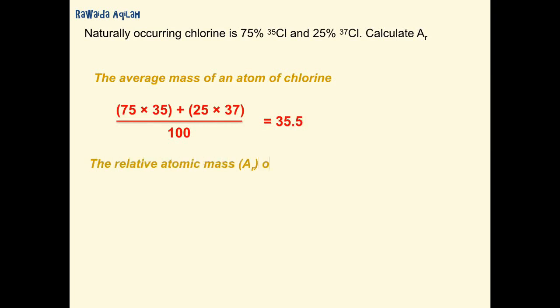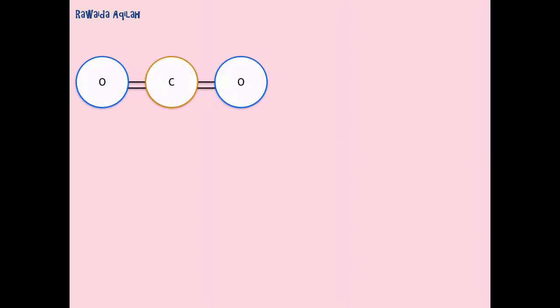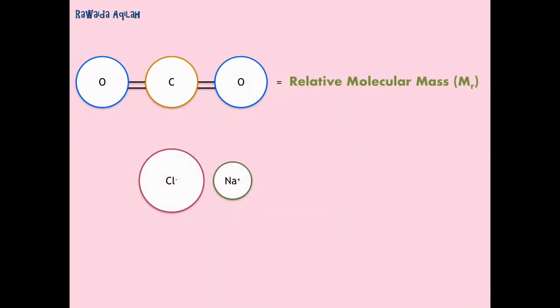And then we compare the mass to carbon-12 isotopes. Therefore, we will have the mass of chlorine as 35.5 AMU. This is the unit for relative atomic mass. For any molecule, the relative molecular mass is calculated by adding all of the atoms' relative atomic masses together. While for an ionic compound, the sum of its relative atomic masses is called relative formula mass.